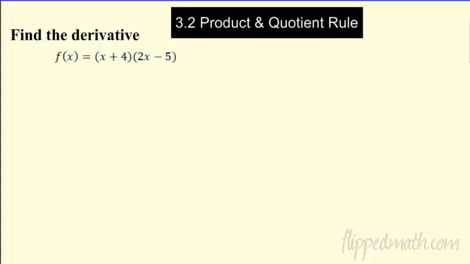All right, here we go, 3.2. Let's learn some product and quotient rules. So check this out. If I'm multiplying two things here and find the derivative, we actually can do this with the power rule like last time. So let's go ahead. I want to find the derivative.